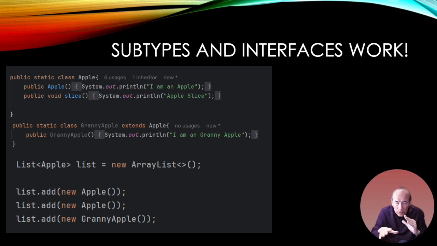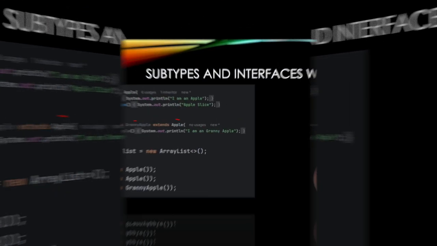Can I use, in terms of the types, what if I had, I don't know, a granny apple that extends apple in a list of apples? Can I shove a granny apple in there? Well, of course you can, because a granny apple is an apple, and a list of apples makes sense. You can put a granny apple inside a list of apples. Now you can't do it the other way around, but you can do it this way.